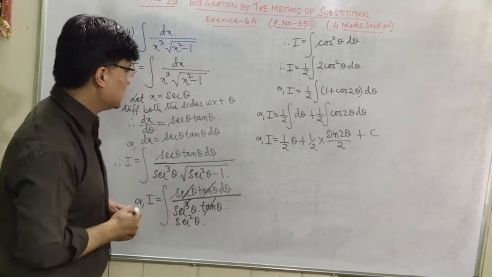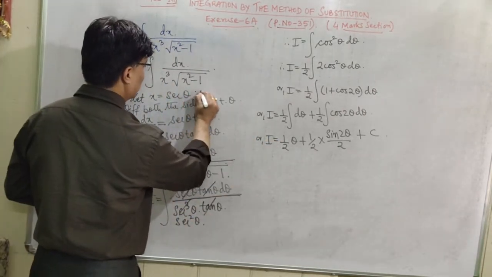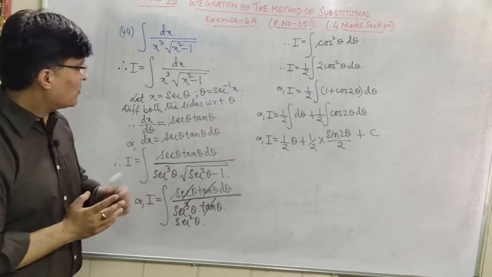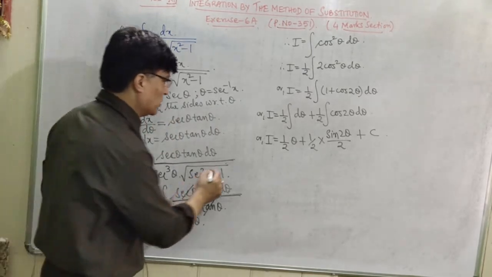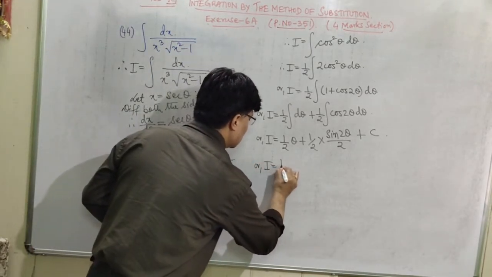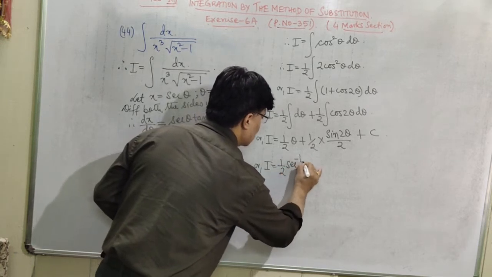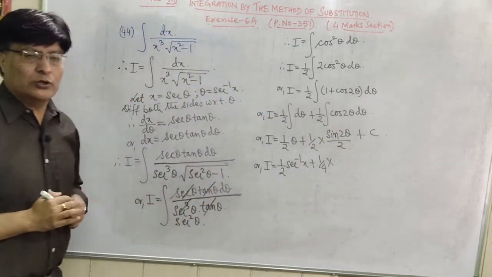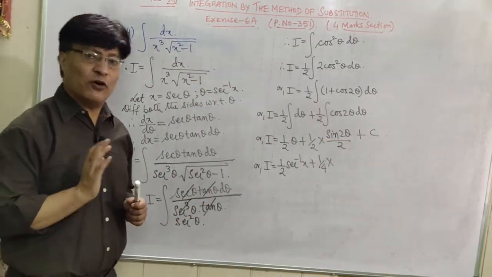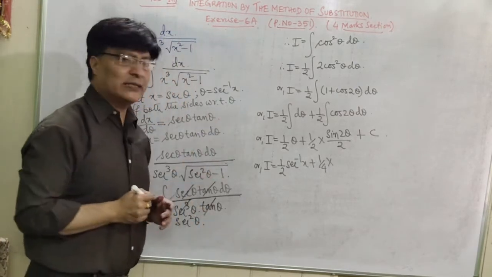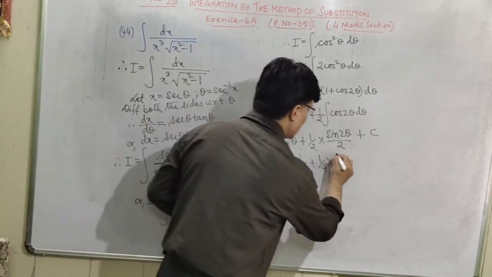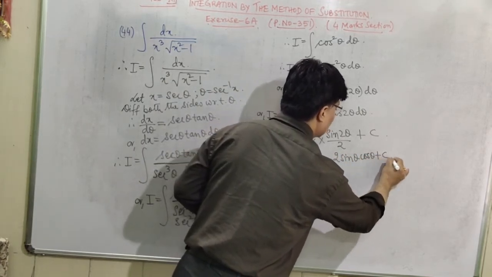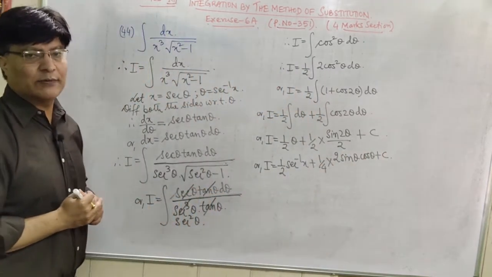Now let us put the value for theta. What is the value for theta here? It is theta is equal to sec inverse x. So you should write theta in terms of the inverse circular function. So I is equal to half sec inverse x plus 1/4 into, now in this case don't put the value for theta, that is not the simplified form. Again, you know the formula for sin 2 theta is 2 sin theta cos theta, and this is plus.